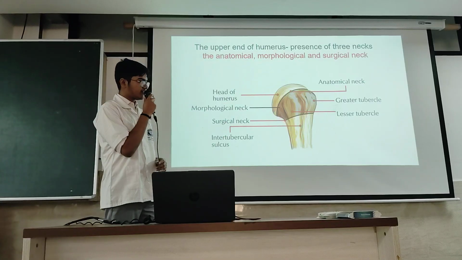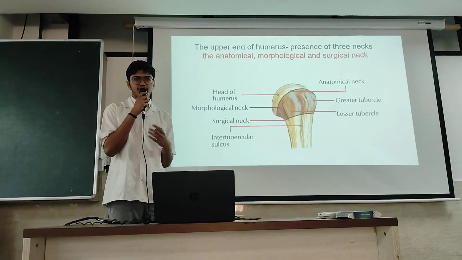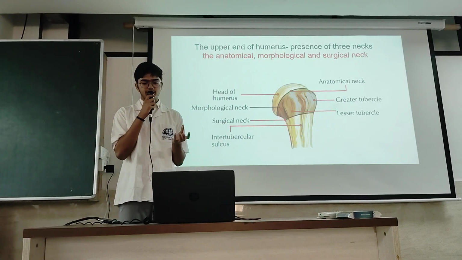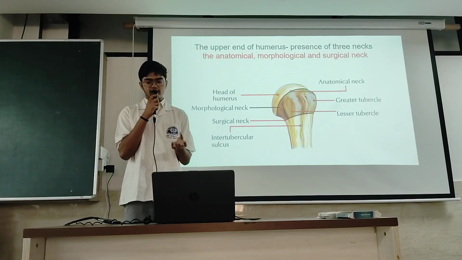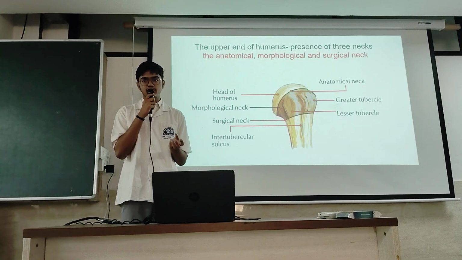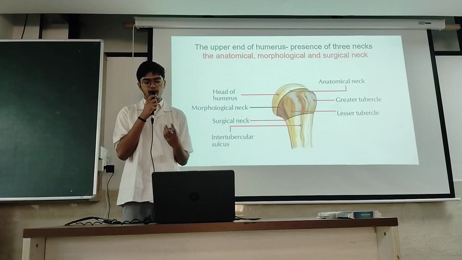Before discussing the clinical case, I would first like to give a brief overview of the general anatomy of the upper end of the humerus. It is marked by the presence of two tubercles, the greater tubercle and the lesser tubercle, of which the lesser tubercle is located more medially.